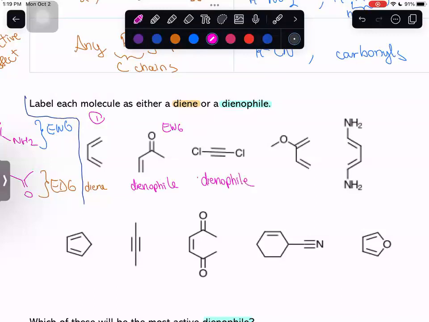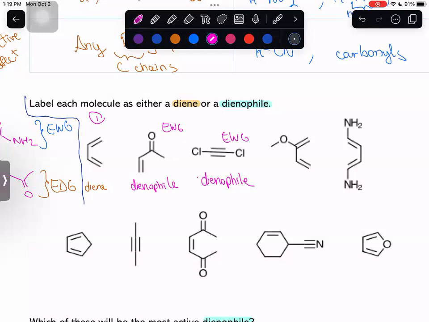And then the chlorines, where are they gonna be? Electron donating or withdrawing? I have a question. When we say a diene, that's two double bonds. So yes. Chlorine, electron. Yes, they're electron withdrawing.